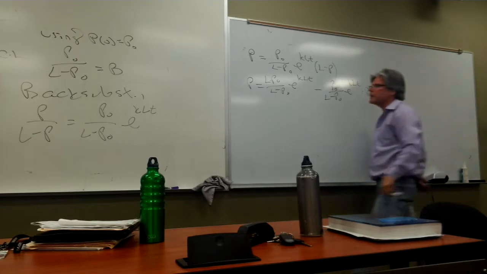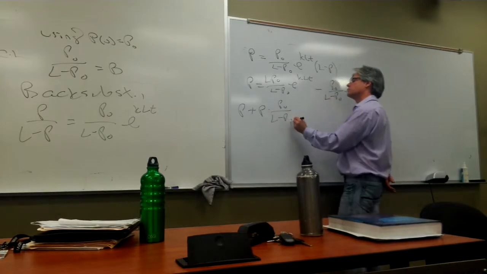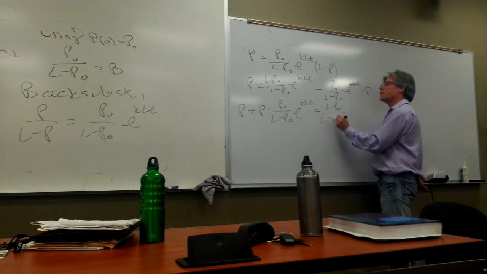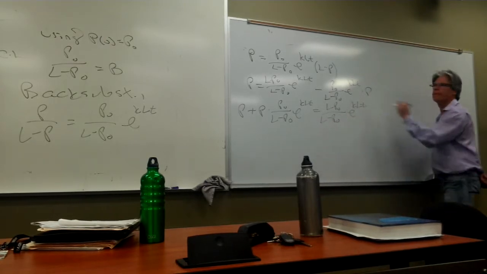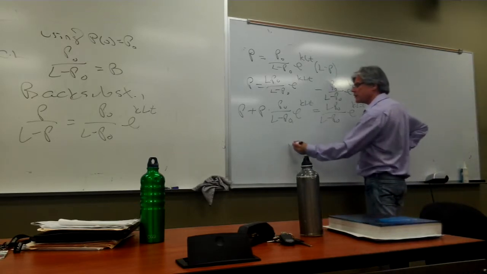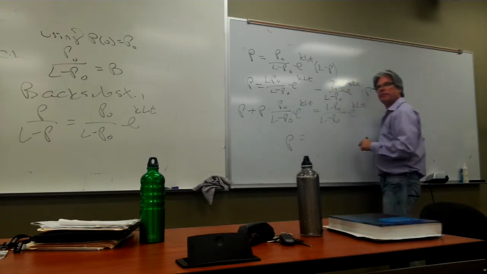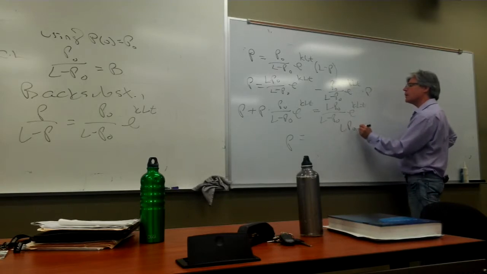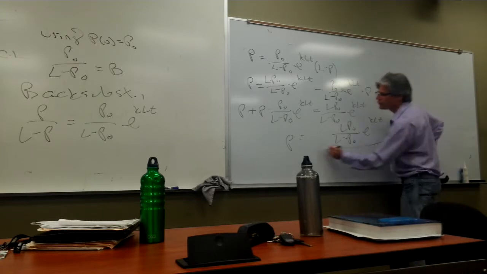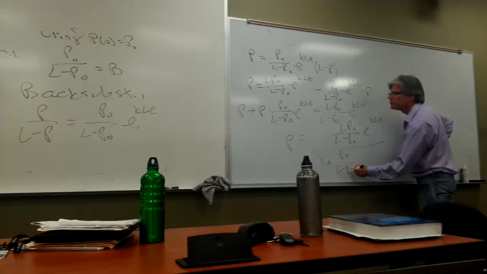I'll bring all the terms involving P to one side. I'll factor out a P and divide both sides by what's being multiplied to it. Well, that means I'm dividing both sides by 1 plus all this. But that's going to give me my L P naught over L minus P sub naught times e to stuff, all over 1 plus my P sub naught over L minus P naught times e to that power.